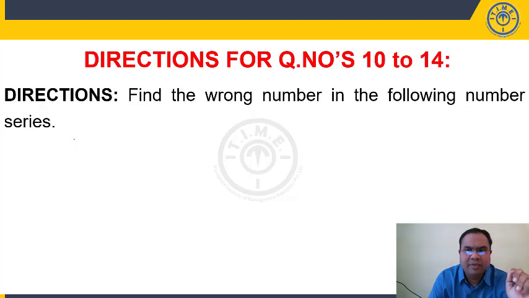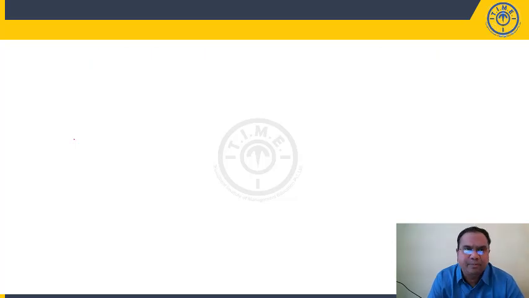Find the wrong number in the following questions. Question number 10 to 14. These are also easy questions, self-explanatory. You can look at the solution to understand this, to find out the wrong number in the series. I am not discussing this wrong number series here, right?